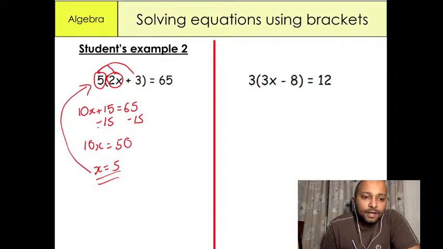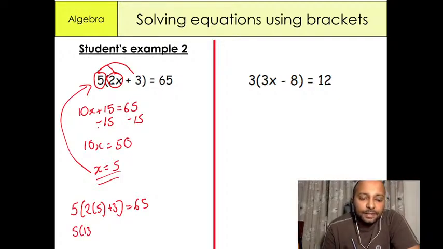So we have 5(2x + 3) = 65. 2 times 5 is 10. 10 plus 3 is 13. So we have 13. 5 times 13 is equal to 65. So that's correct.